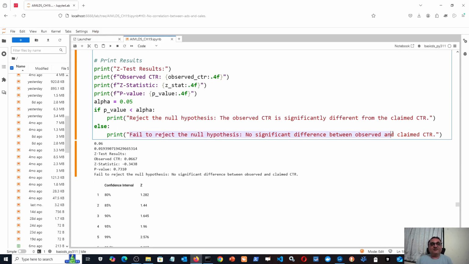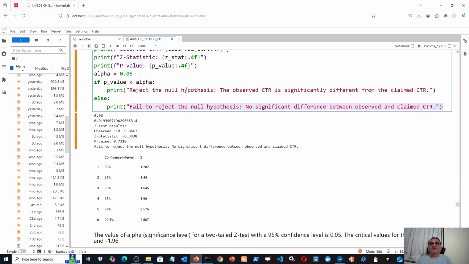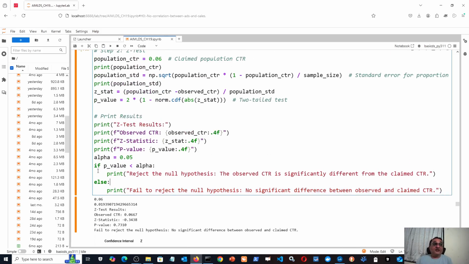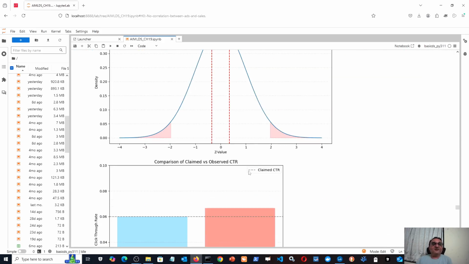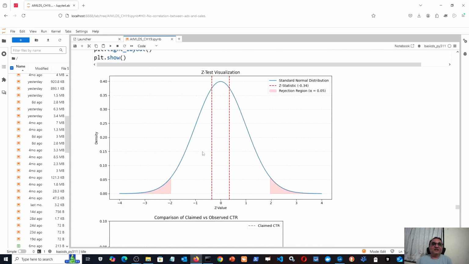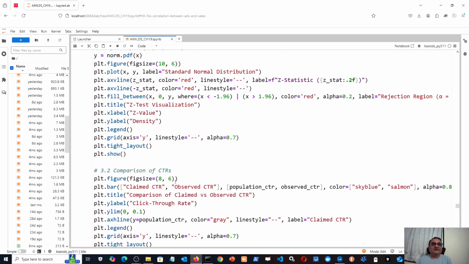So in that case, I fail to reject the null hypothesis. Otherwise, p value will be less than alpha, and I will reject the null hypothesis. That is why this region is called rejection region. This is the region in which you can reject the null hypothesis. But here my z-score leads me to this region, so that means I am far away from rejection region. So I cannot reject the null hypothesis.